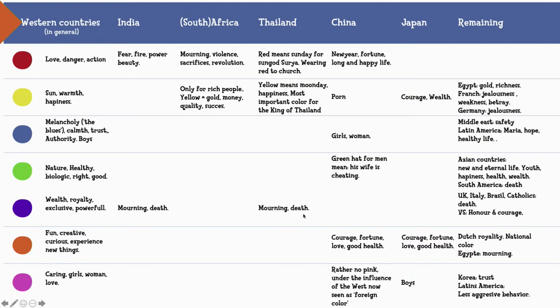Yeah, for example, this is like a scheme, but it's not complete. Not all the countries are on there, of course, and not all the cultures. But you can already see, like the color pink is in the Western cultures caring, girls, women, love. But in Japan, the color pink stands for boys. So you also should keep in mind what is your target group.